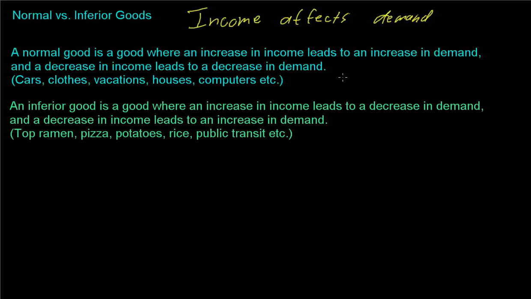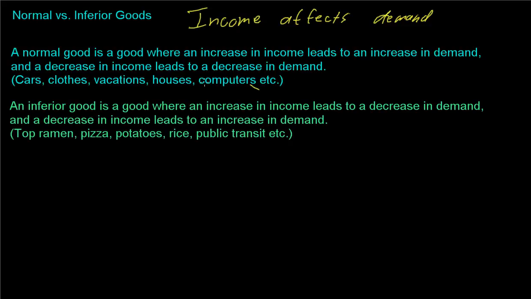So a normal good is a good where an increase in income leads to an increase in demand, and a decrease in income leads to a decrease in demand. Said simply, these are things that if you have more money, you buy more of, and if you have less money, you buy less of. Common examples are cars, clothes, vacations, houses, computers, and I'd say a large majority of goods are normal goods that you buy less of if you have less income and more of if you have more income.